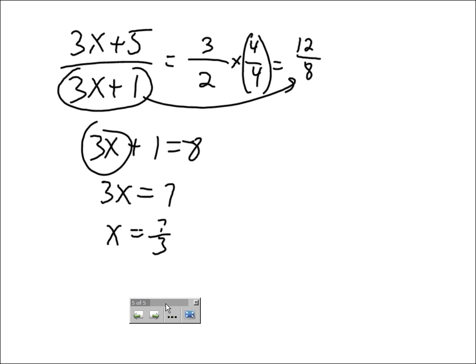X is 7/3. Let's do one more. This one will be a little bit harder. Suppose you have (x plus 2) over (x plus 5). The bottom is 3 more.